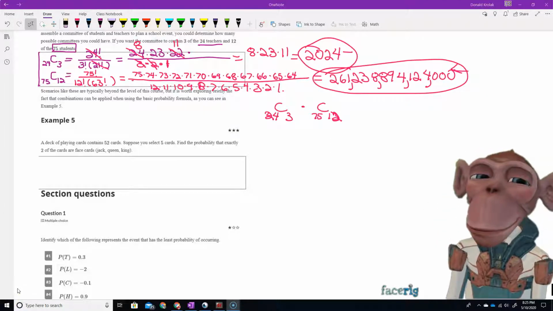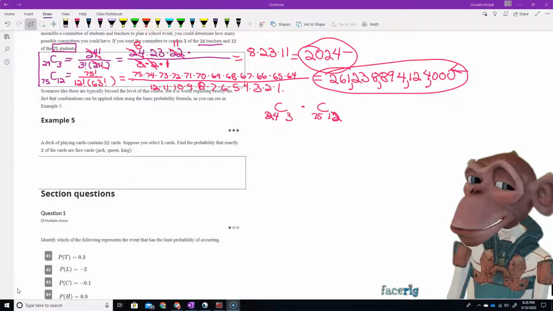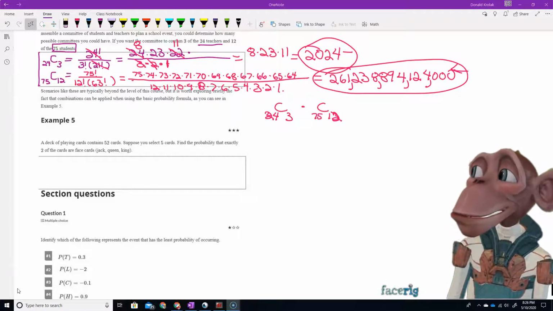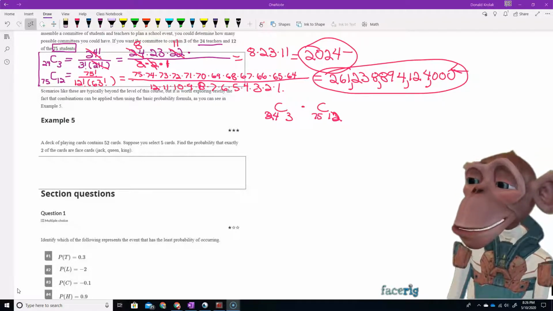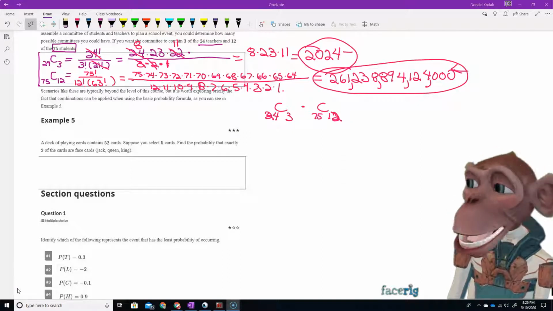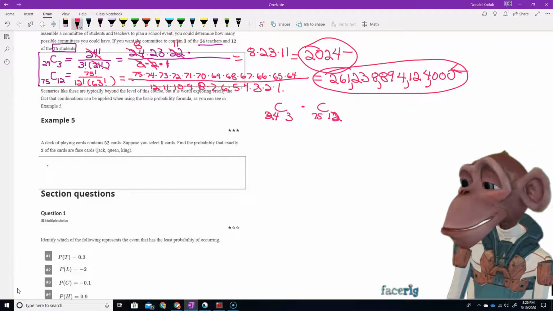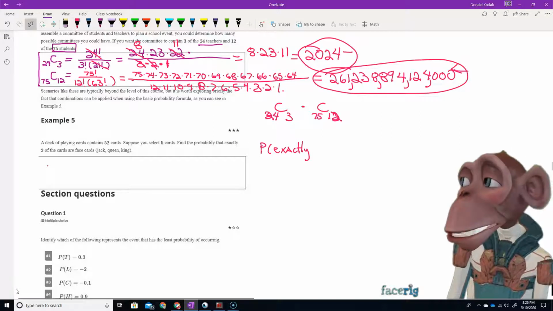All right, here's another example using combinations where we don't get into extremely large numbers. You have a deck of 52 cards. Suppose you select 5 cards. What's the probability that exactly 2 of the 5 cards are face cards? That's your jack, your queen, and your king. To find that probability, let's do it over here. We're going to say exactly 2 out of 5 are face cards.